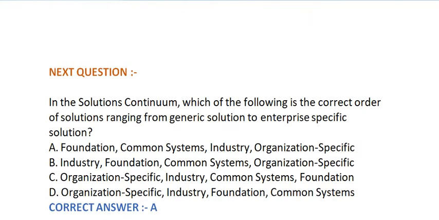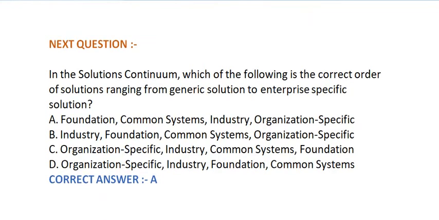Now moving to the next question. In the solutions continuum, which of the following is the correct order of solutions ranging from generic solution to enterprise specific solution? Option A, foundation, common systems, industry, organization specific. Option B, industry, foundation, common systems, organization specific. Option C, organization specific, industry, common systems, foundation. And option D, organization specific, industry, foundation, common system. And the correct answer is option A.